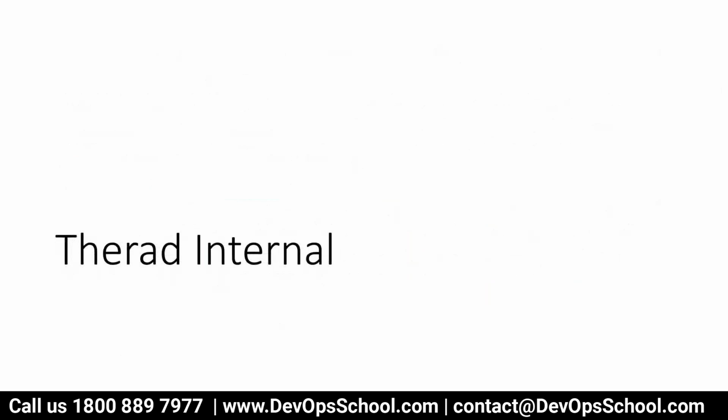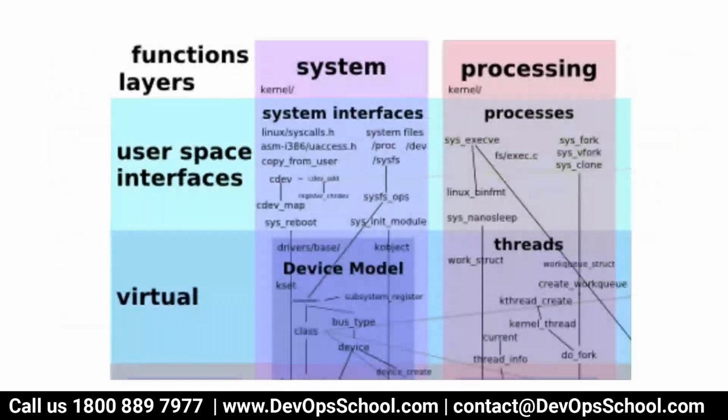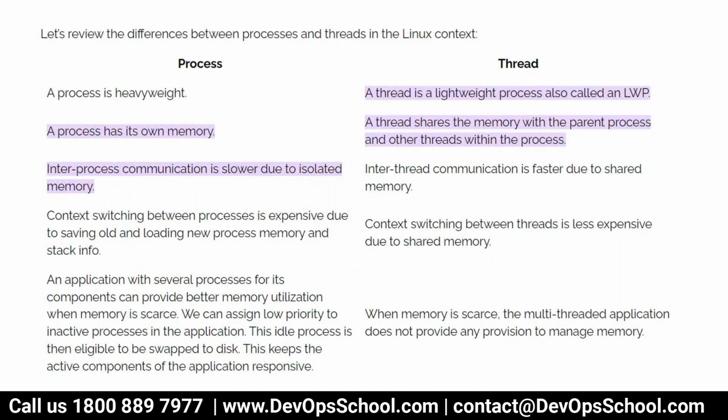This is something which you have. I'm just showing you these slides. This is for the interview. They will ask you what is the difference between process and thread. So process is heavyweight, thread is lightweight. Process has its own memory, whereas threads share the memory which is allocated to the process. Mind it, threads share the memory with the parent process and other threads within the process. That means threads share the memory, but each process has its own memory.